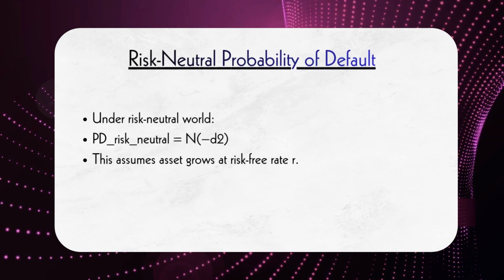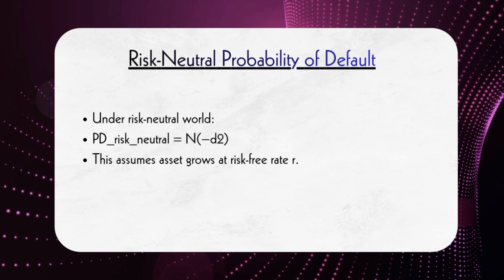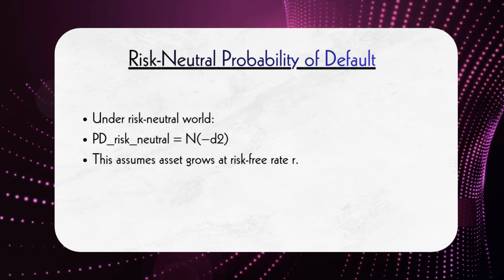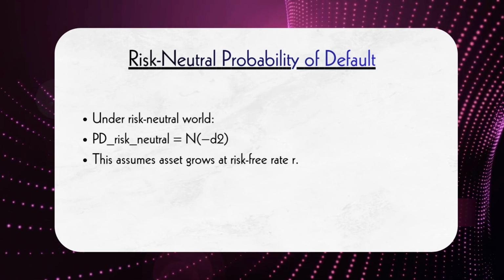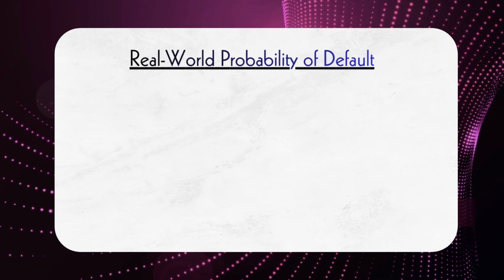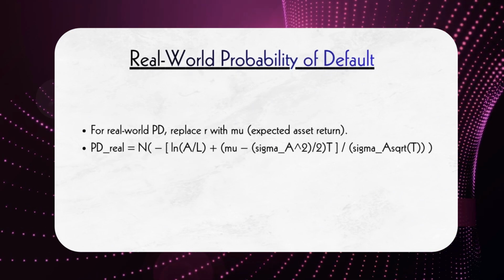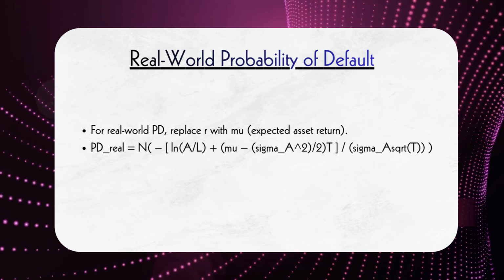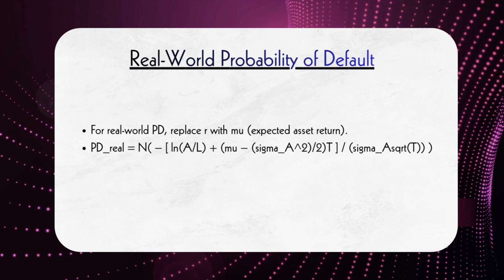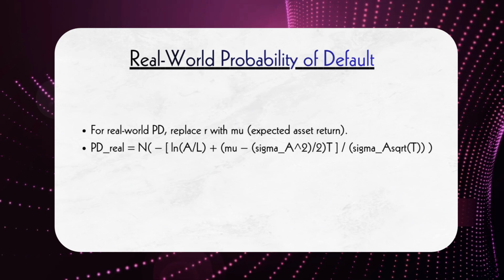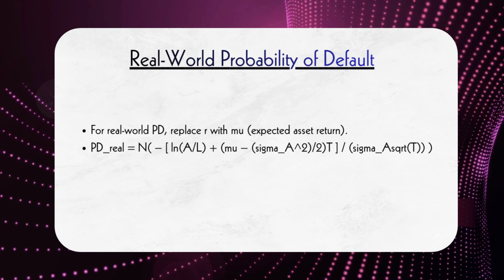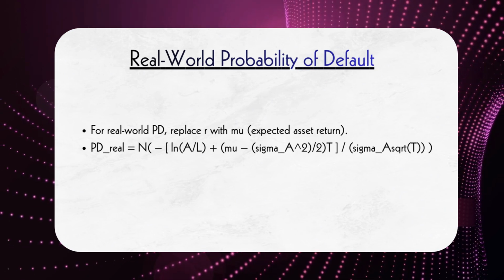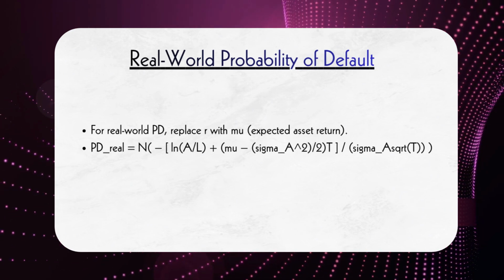Once we have these, we calculate the risk-neutral probability of default, which is N(−d2). This assumes that asset returns grow at the risk-free rate, R. However, for the real-world probability of default, we replace R with μ, the expected return on assets. The real-world probability of default becomes N of the negative of ln(A/L) plus (μ minus σ_A squared divided by 2) multiplied by T, divided by σ_A times the square root of T.